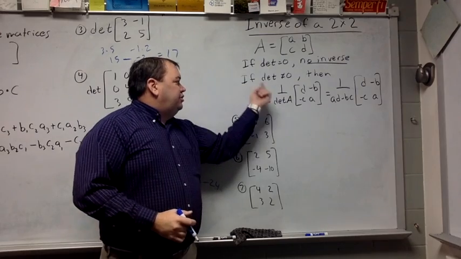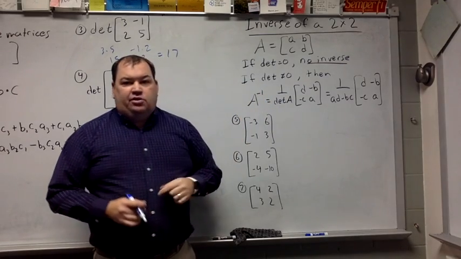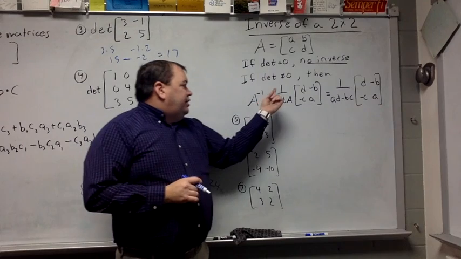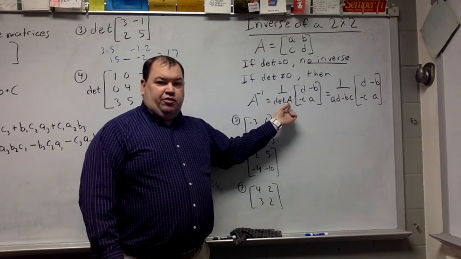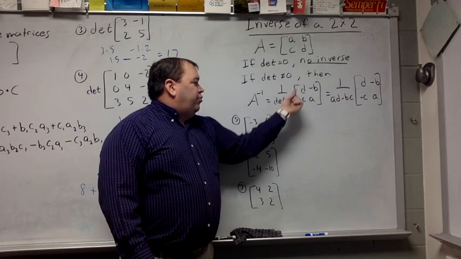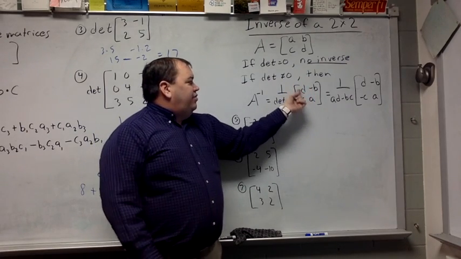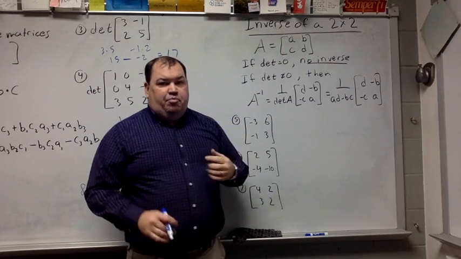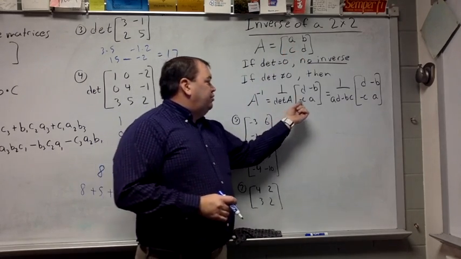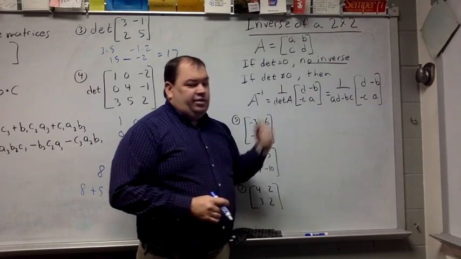Here's my notation, A inverse, that little negative 1. It says I should do 1 over the determinant. That's why I did the determinant first. And then this got rearranged. Notice that the A and the D switched places. The B and the C didn't move, but they changed sign.